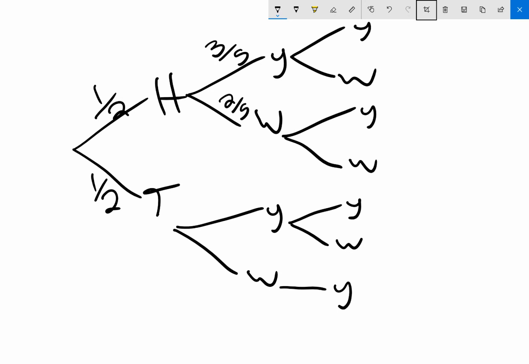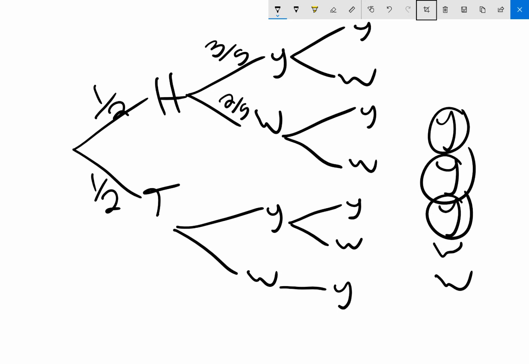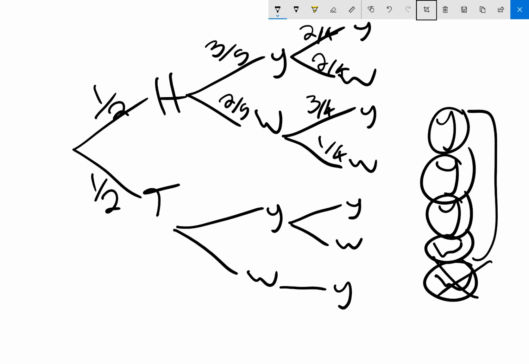Now, here's a representation of those 5 balls. If I chose a yellow the first time, and that ball's been taken out, then the probability of choosing a yellow on the second draw is 2 out of 4, and the probability of choosing white on that second draw would be 2 out of 4. Now, if I chose a white ball the first time, then the probability of choosing a yellow would now be 3 out of 4, and the probability of choosing a white would be 1 out of 4, because that's how many are remaining there.